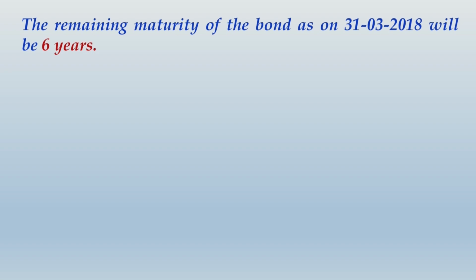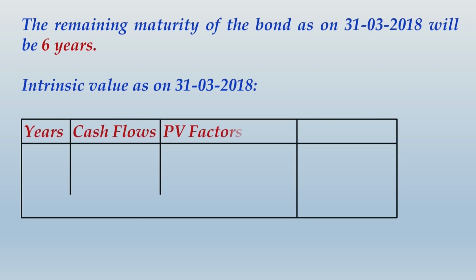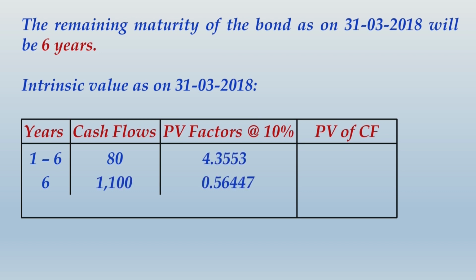So as on 31/3/2018, the bond's remaining maturity is still 6 years, correct? Because its maturity date is 31/3/2024, and the date which we are considering now is 31/3/2018, and the gap between the current date and the maturity date is definitely 6 years. So we will find the intrinsic value on 31/3/2018 by converting all the future cash flows into their respective present values. So friends, what we have done, please try to understand.